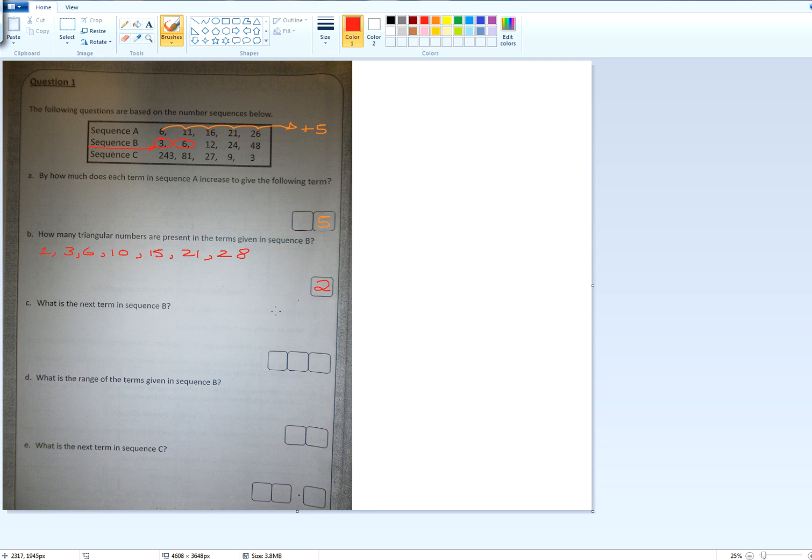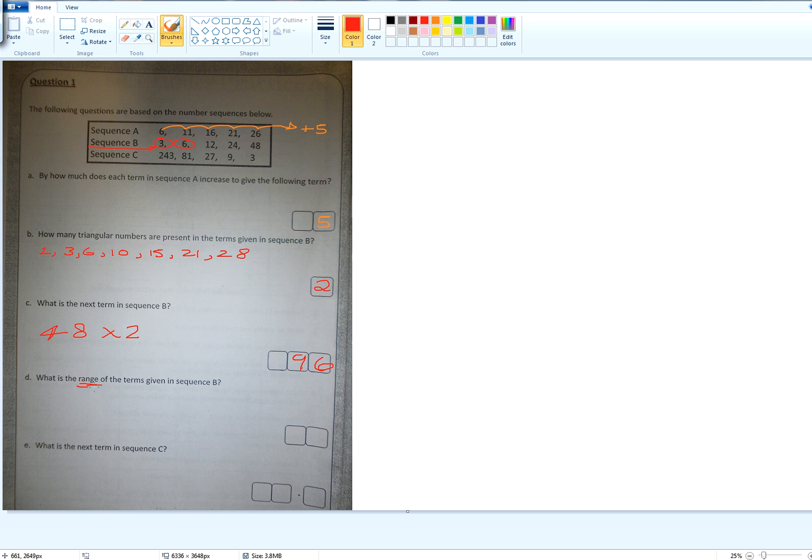What is the next term in sequence B? So we have 3, 6, 12, 24, 48. What's actually happening here? We are doubling each time, is that right? Yes. So for this one, we take 48, times that by 2, and that will give us 96.